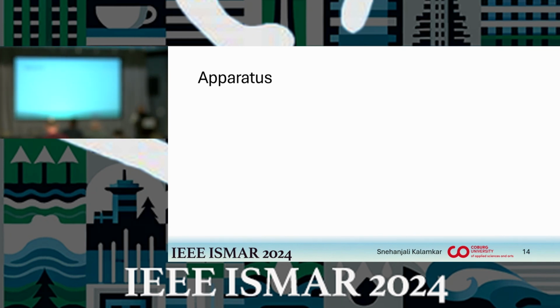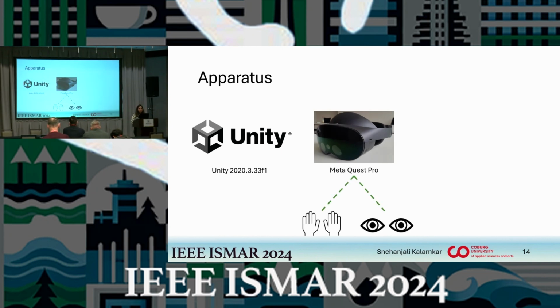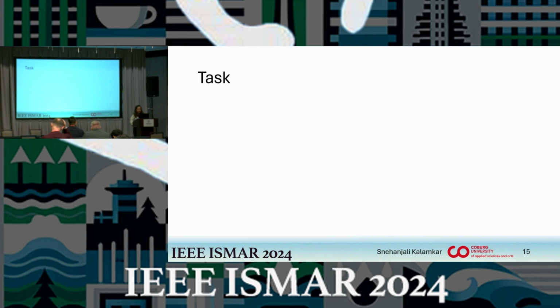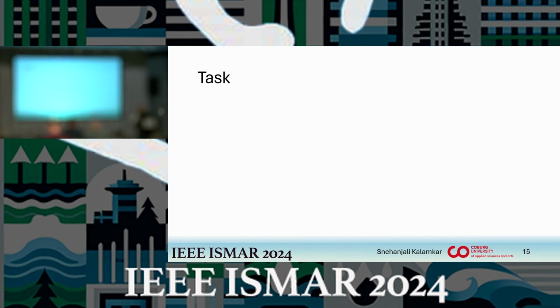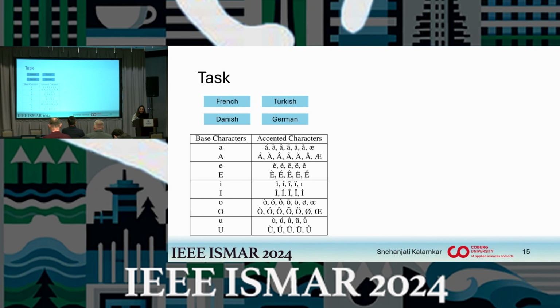For our prototype, we used the Unity game engine and the Meta Quest Pro, which offers both built-in hand and eye tracking, and we used a Logitech MX Keys as the keyboard for text entry, which has a numpad and is compatible with the Meta Quest Pro. In our experiment, the typing task was slightly unconventional. We chose accented characters from French, Turkish, Danish, and German that were related to English vowels. And as the accented characters came from these different languages, instead of sentences as stimuli, we used words.